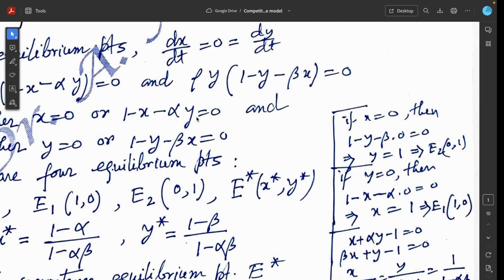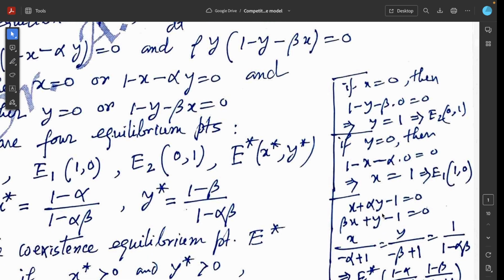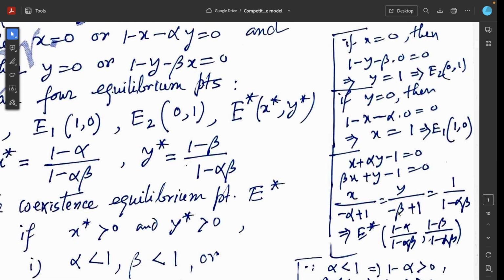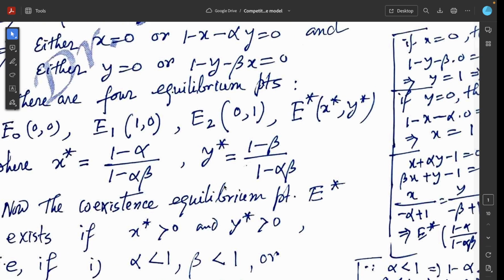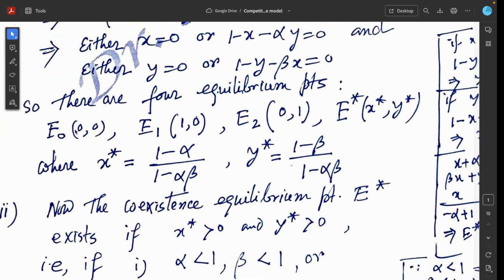And solving these two equations, 1 - x - alpha y equals 0 and 1 - y - beta x equals 0, by cross multiplication, we get x star = (1 - alpha)/(1 - alpha beta) and y star = (1 - beta)/(1 - alpha beta). This is the coexistence equilibrium point, and E0 = (0, 0) is the trivial equilibrium point.